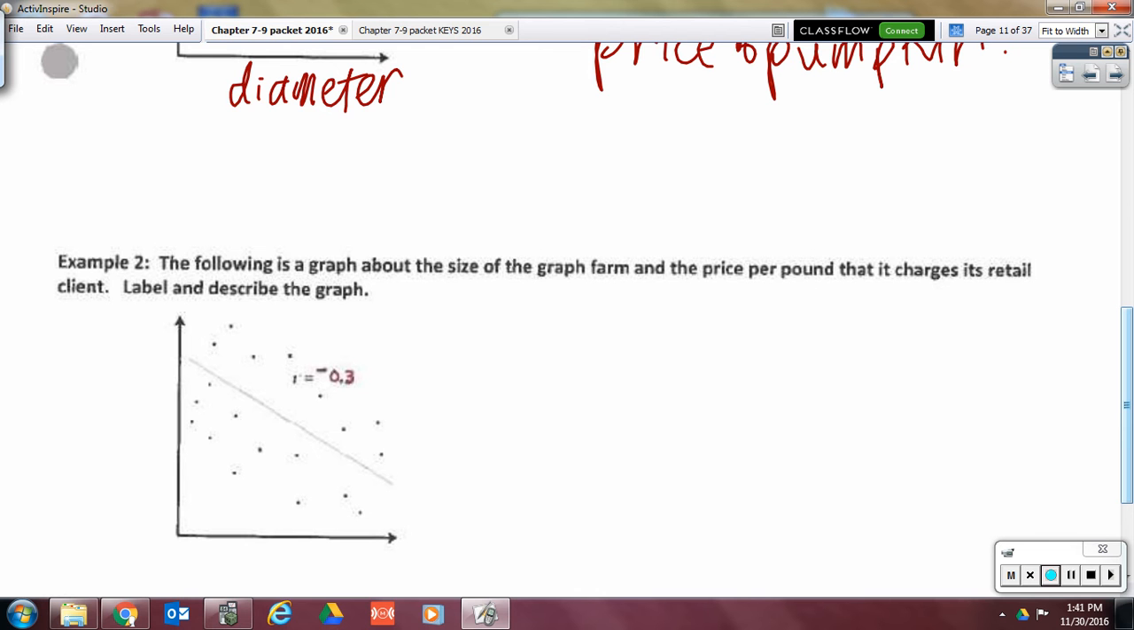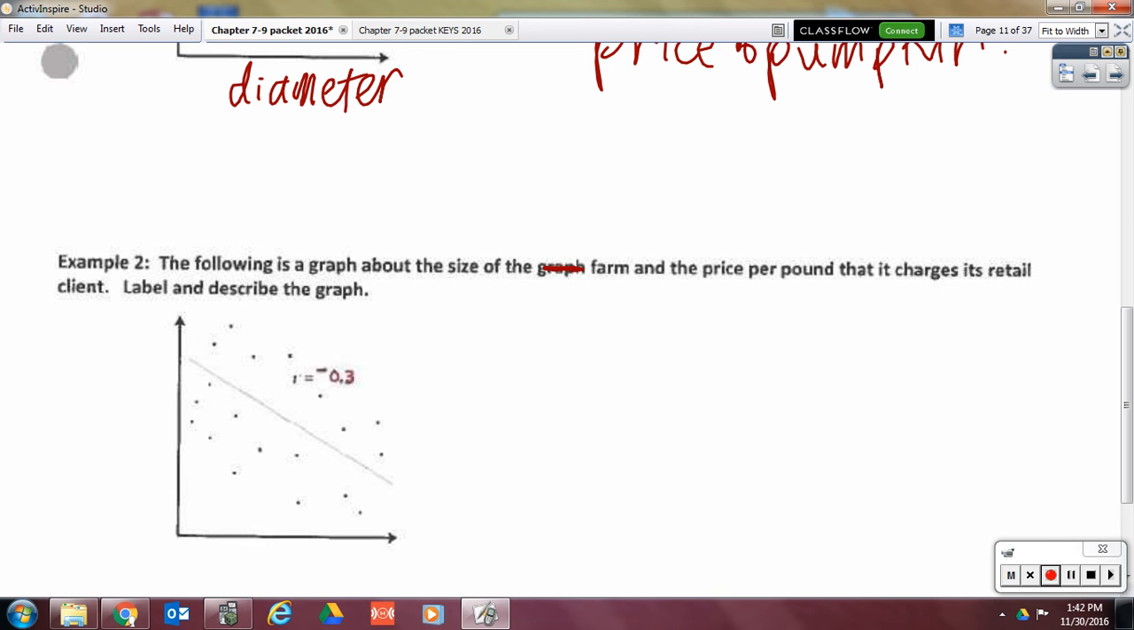This is about the size of a farm. I don't know why it says graph farm; I've just never fixed that typo. The size of a farm and the price per pound that it charges its retail clients. For example, if you go to a specialty store, a small little boutique, versus going to Costco, where is it going to be more expensive per pound? The little boutique. As you go to Costco or the big stores, the price goes down per pound. So this might be the same thing.